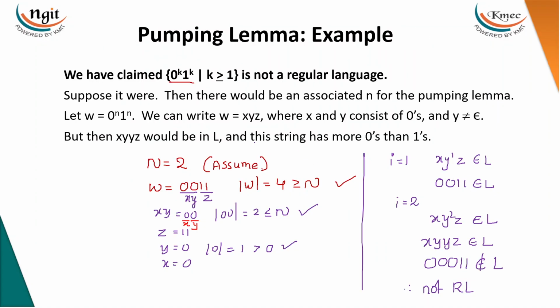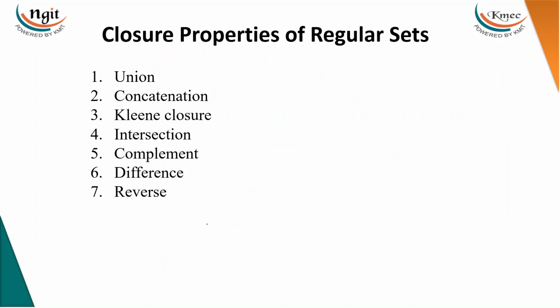Of course, why I took this language: this was asked n number of times in the external exam. You may be given some other, for example, if you are given L equivalent to 0 power n, 1 power n, 2 power n, you take the n as 3, right? Then you go for it. You'll definitely just follow these rules. You'll understand what exactly it would be, right? Follow these three rules. So the next concept is closure properties of regular sets.